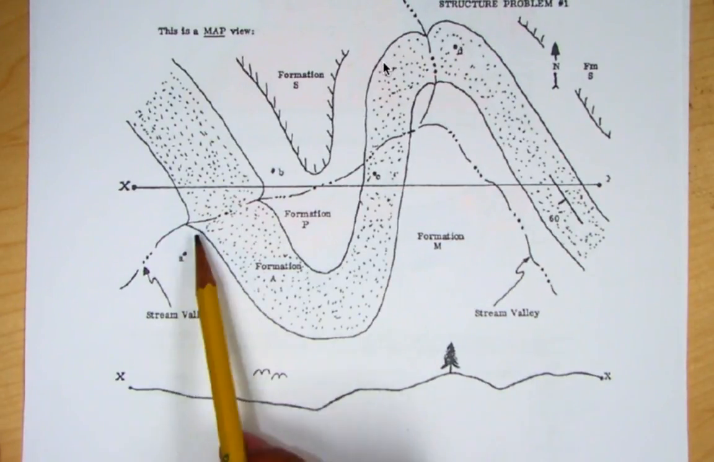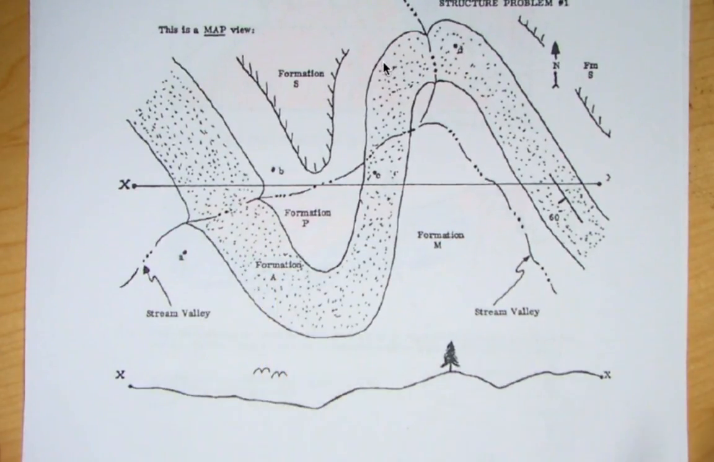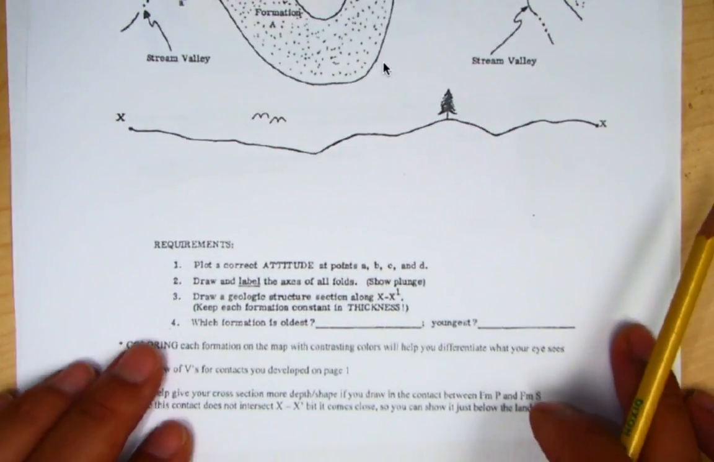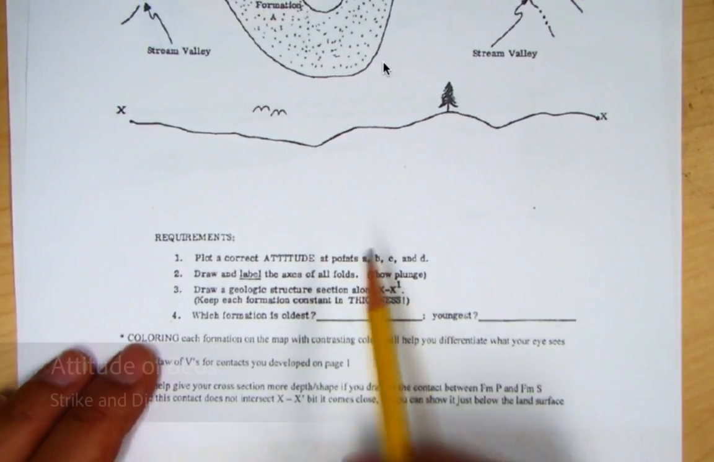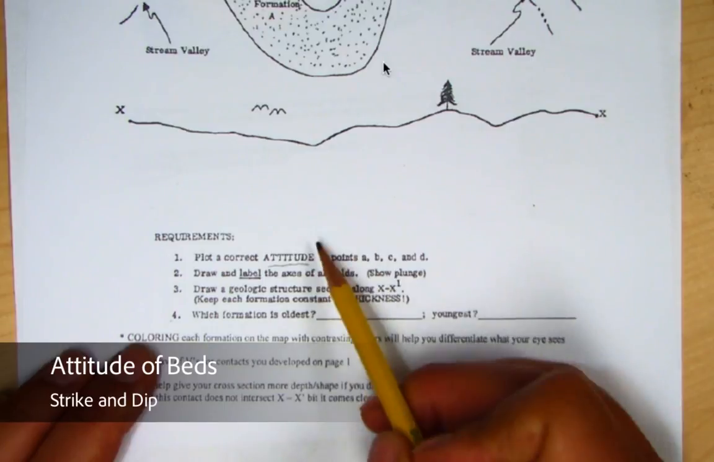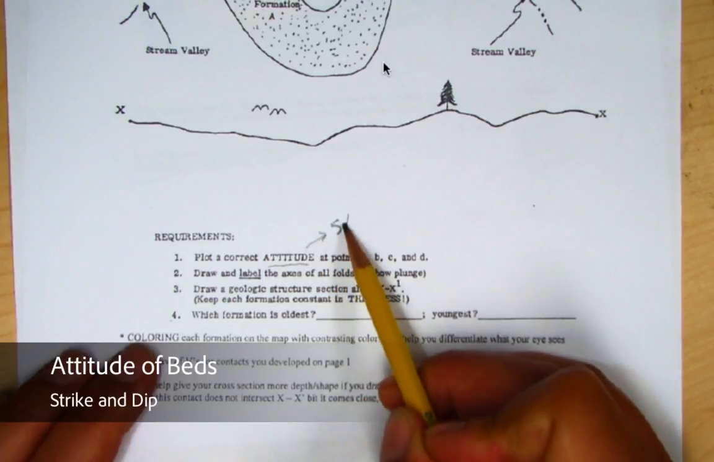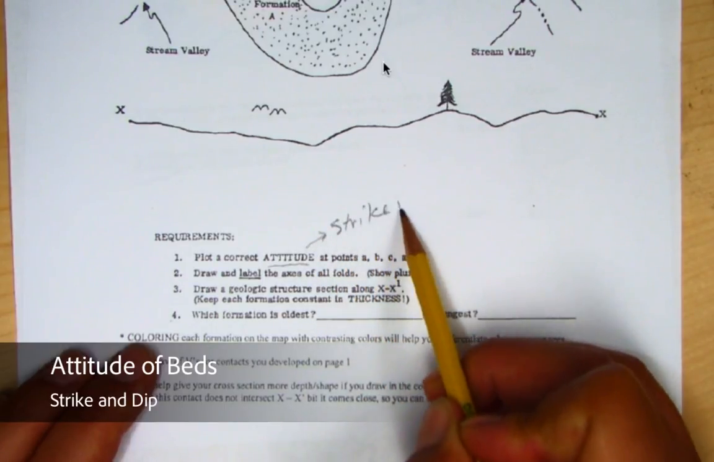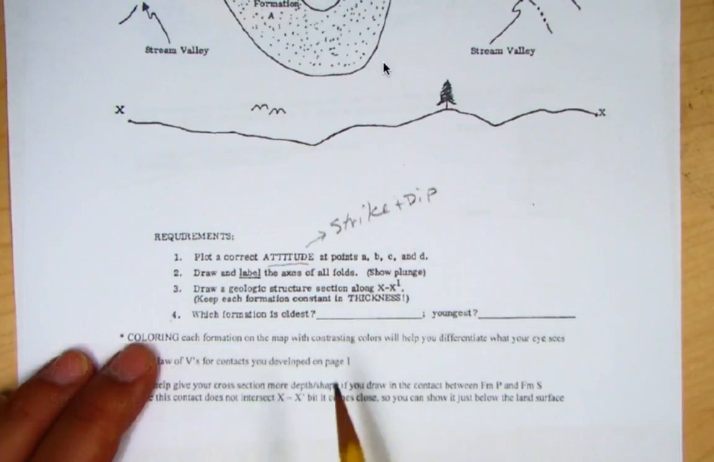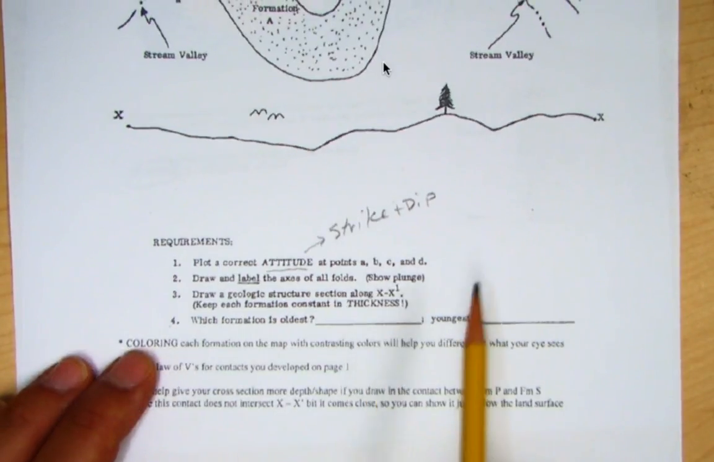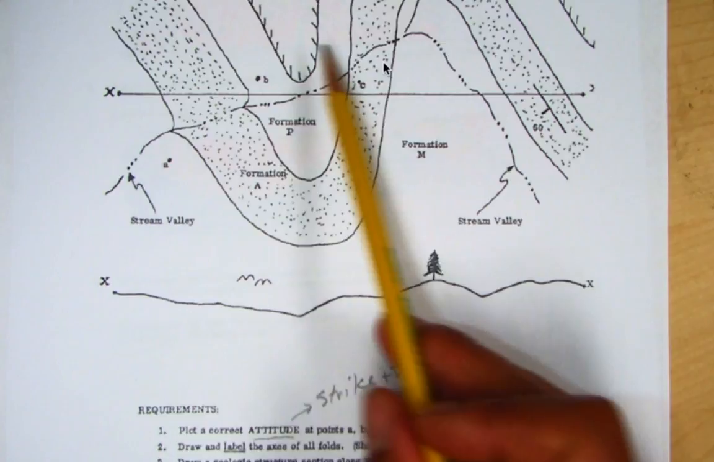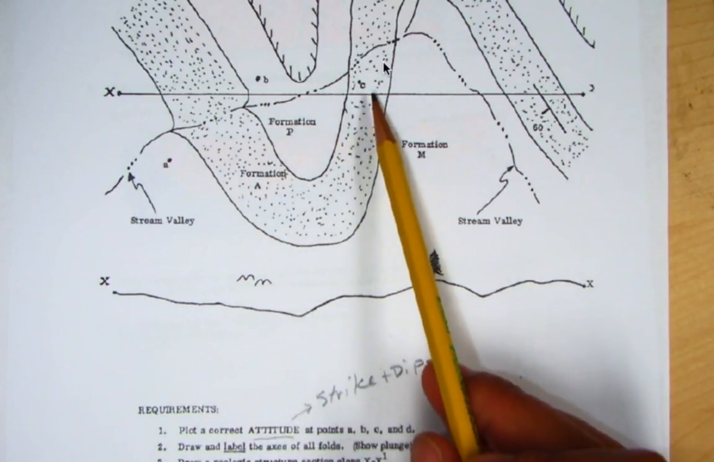You see there's some rule of V's going on here. And make sure you follow the directions. In fact, this word attitude, that means strike and dip. That's one thing I didn't talk about, but that means strike and dip. So you want to put the strike and dip at all these points. So you can see that point A, point B, point C.